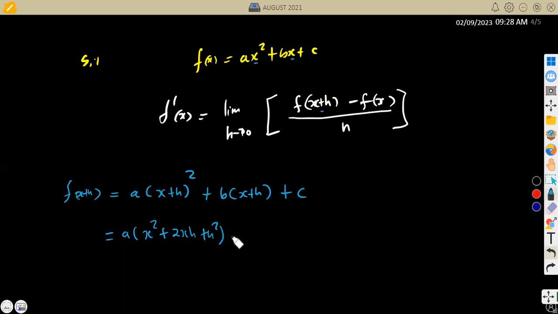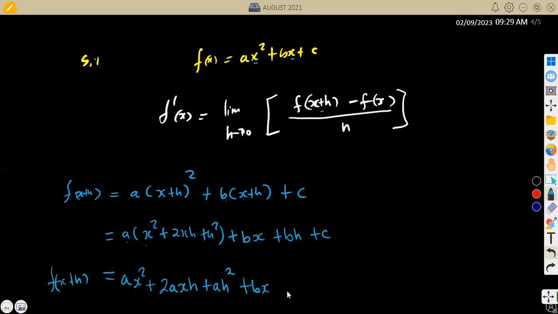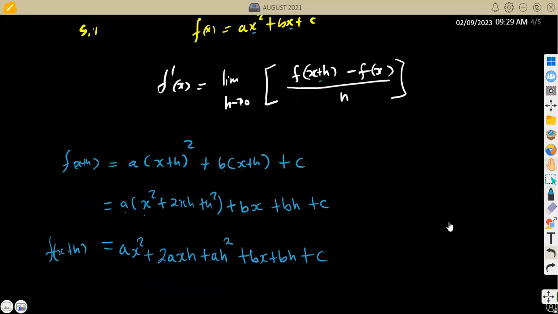Okay, so that's it. Then we move on to this side. Here it's going to be plus b times x, that's bx. Then we've got b times h, which is bh, plus c. All right, so a has to expand everything inside the bracket. If we expand everything inside the bracket here, we obtain a times x squared, that's ax squared. A times 2xh is going to be 2axh. Then a times h squared, which is ah squared. Plus the bx plus the bh plus the c as it is. So this is our f of x plus h, guys, as we can see.